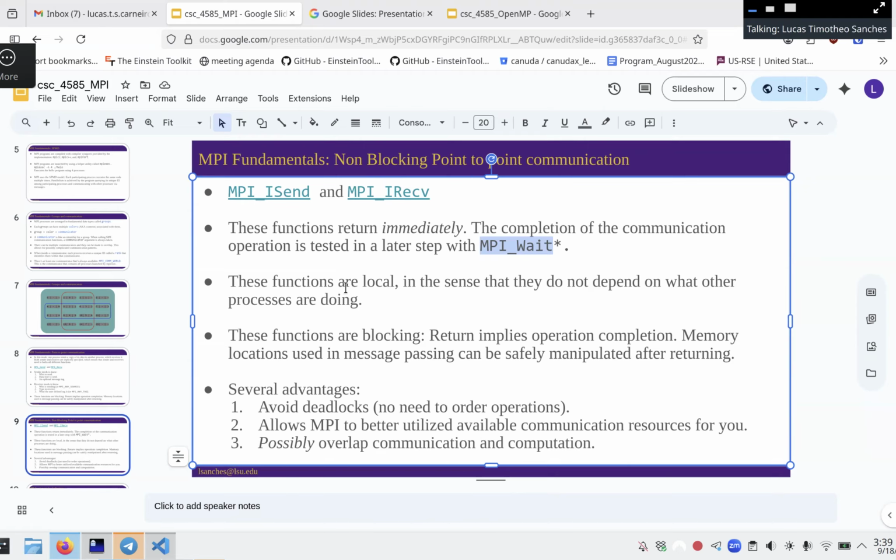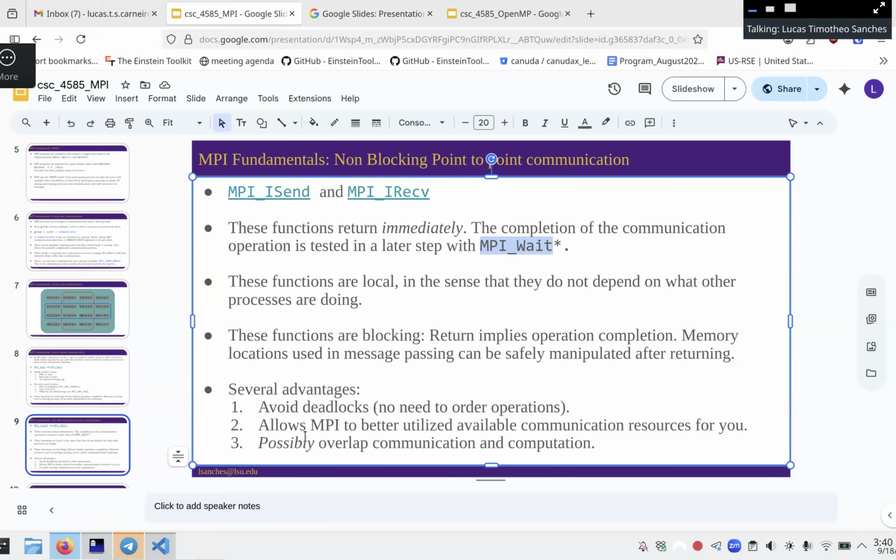So is everything clear so far? Any questions? Okay. So doing this avoids deadlocking, right? Because you're just posting sends and receives and you're continuing immediately, right? Of course, if you don't wait, other kinds of problems can happen, right? While this communication hasn't been done, you expect that nobody will touch and mess around with the buffers that you want to send and receive, okay?